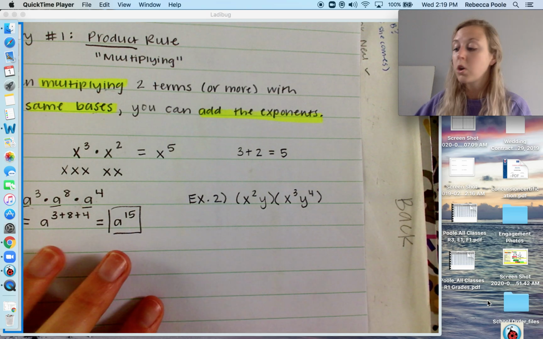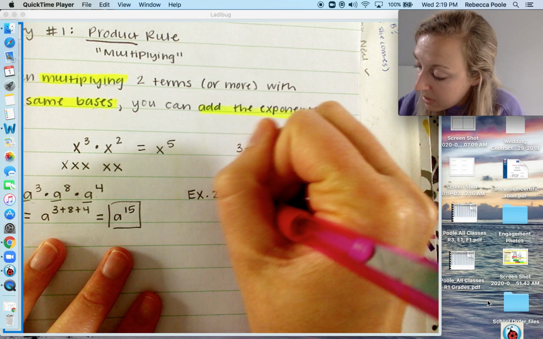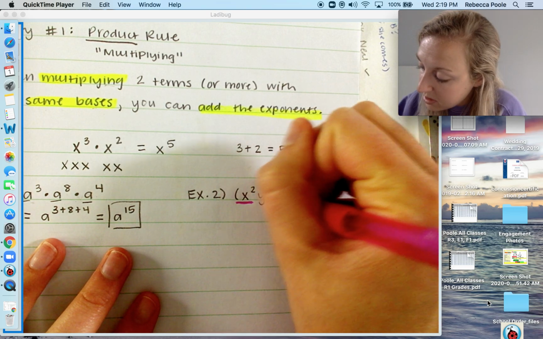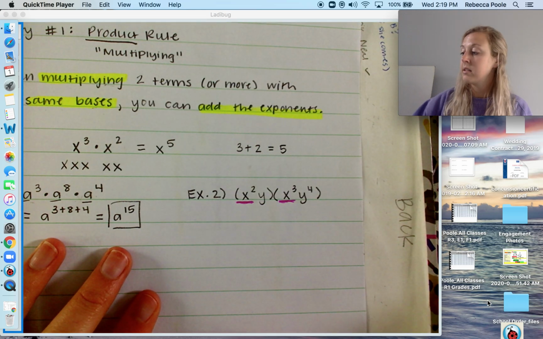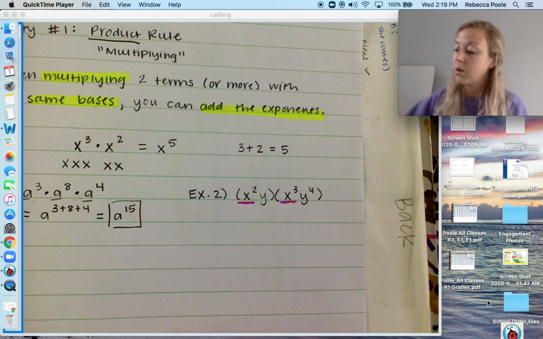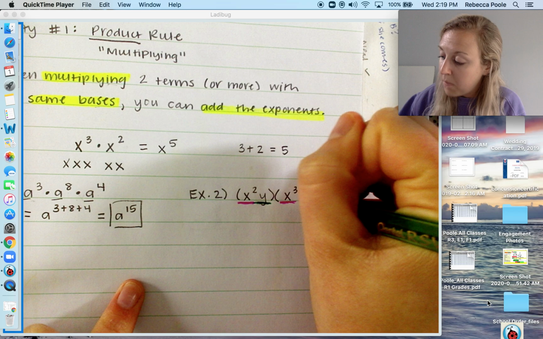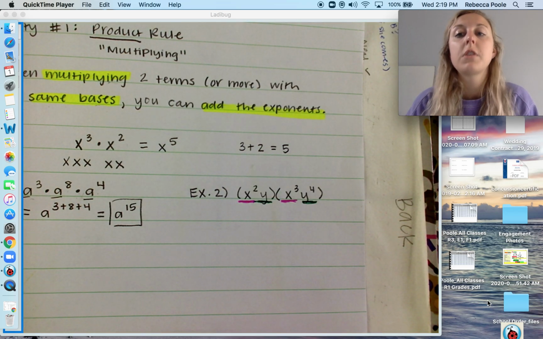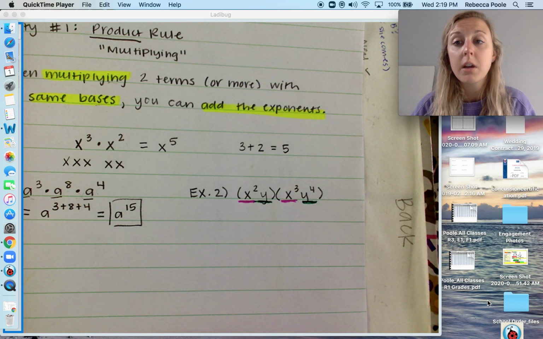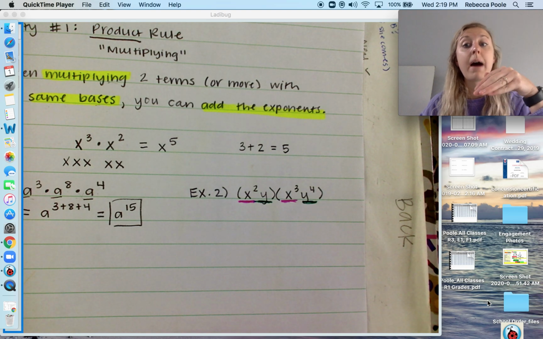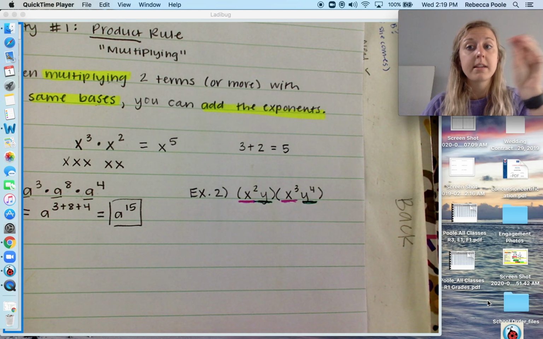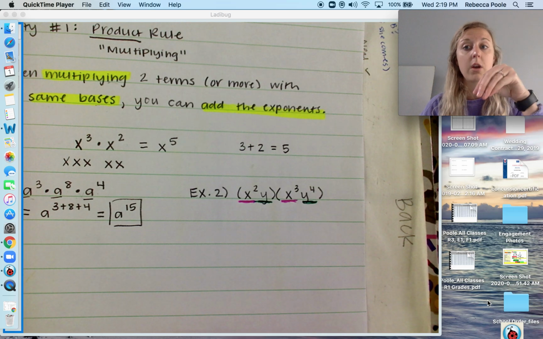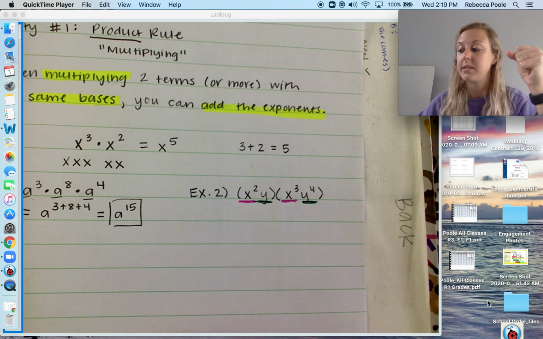So this one's a little tricky because I gave you x's, multiplying by x's, but I also gave you y's multiplying with y's. Okay? Which ones do you think we're going to combine together? Are we going to combine x's and y's? No, that wouldn't make any sense, right? Remember, this is just like combining like terms, where the x's have to go with the x's and the y's have to go with the y's. They have to be the same base, okay?